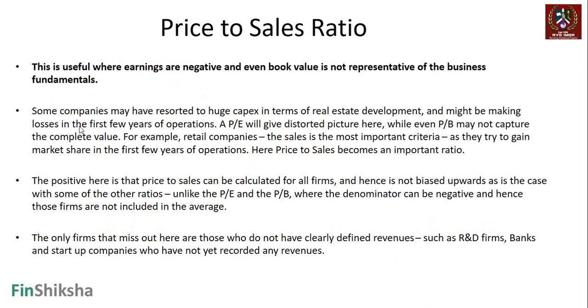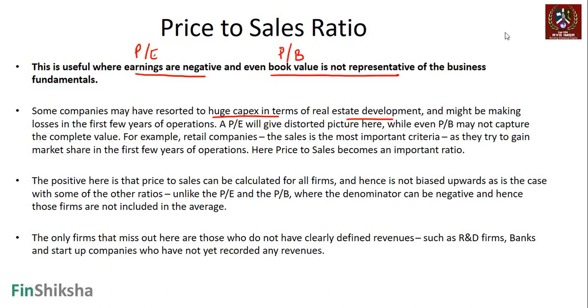It's primarily useful where earnings are negative, and even book value is not representative of the business fundamentals. We've already seen that if earnings were not negative, we would have used price to earnings. If book value was representative, we could have used price to book value. But if both of them are not representative, in those specific cases, price to sales becomes very important. Some firms may have resorted to huge capex in terms of real estate development, and they might be making losses for the first few years.